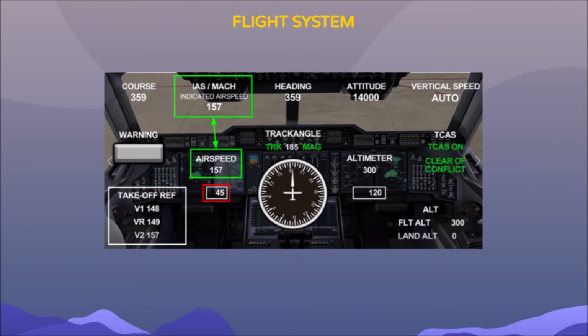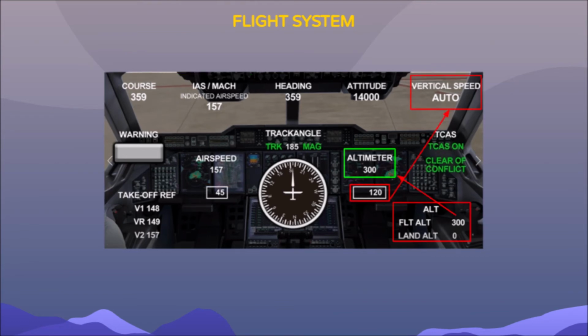The indicated airspeed shows the speed limit. It will change automatically when the plane arrives at a specific height. The takeoff reference shows the speed limit for taking off. For example, when a plane's speed arrives at V1 level, it must start to climb, otherwise it can result in an accident. The vertical speed decides the value of the altimeter.